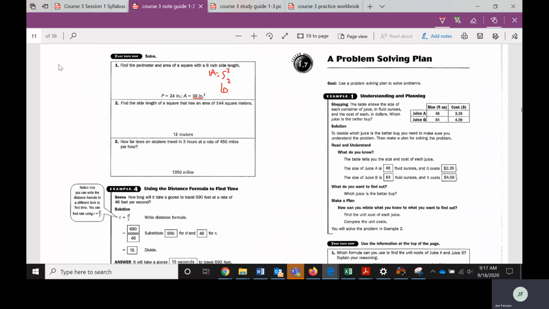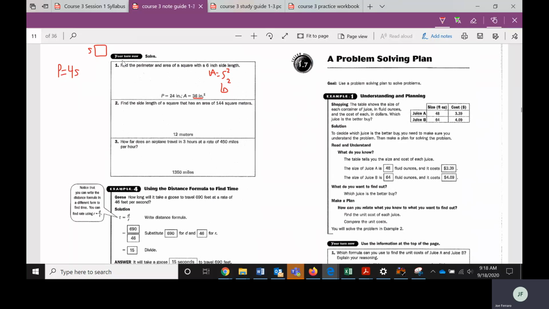Perimeter, now this is just for a square, not a rectangle. The rectangle is up top. It was 2L plus 2W. Well, if you have a square, all the sides are the same, and a side is S. So we have S and S and S and S. That means you're adding 4 S's together, which can be simplified to 4S. So the perimeter of a square is 4S.